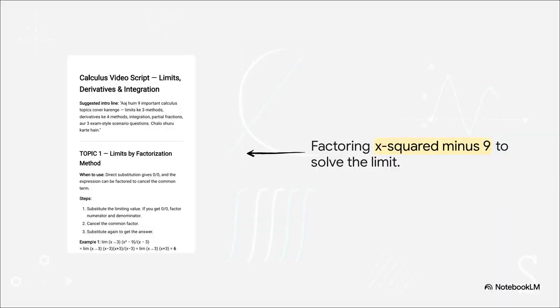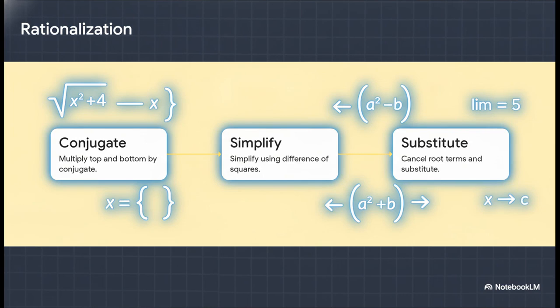Let's actually see this in action. Take this limit as x approaches 3. Plugging in our 3 straight away gives us an indeterminate form, so we factor. The numerator is a classic difference of squares. We instantly see the x minus 3 terms cancel out perfectly, which leaves us with just x plus 3. Substitute the 3 back in, and boom, we get 6. Quick and clean. All right, moving on to method number 2, rationalization.